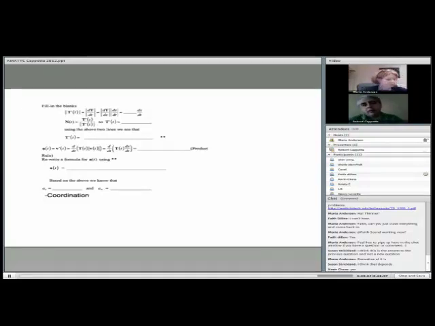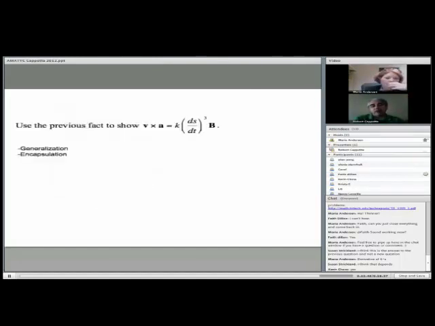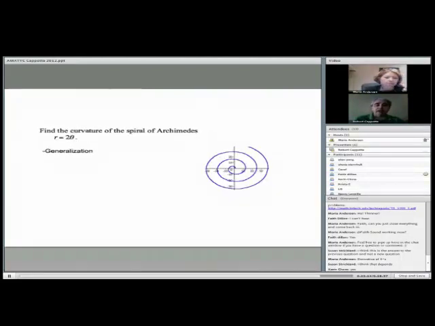This is the proof about curvature. Curvature is the magnitude of velocity cross acceleration divided by speed cubed. That is a really nice fact. It is somewhat difficult to prove. But if you lay it out for the students and let them fill in the gaps, I believe that they are capable of getting where they need to get on this problem. And then they can use that fact to actually prove that notion.